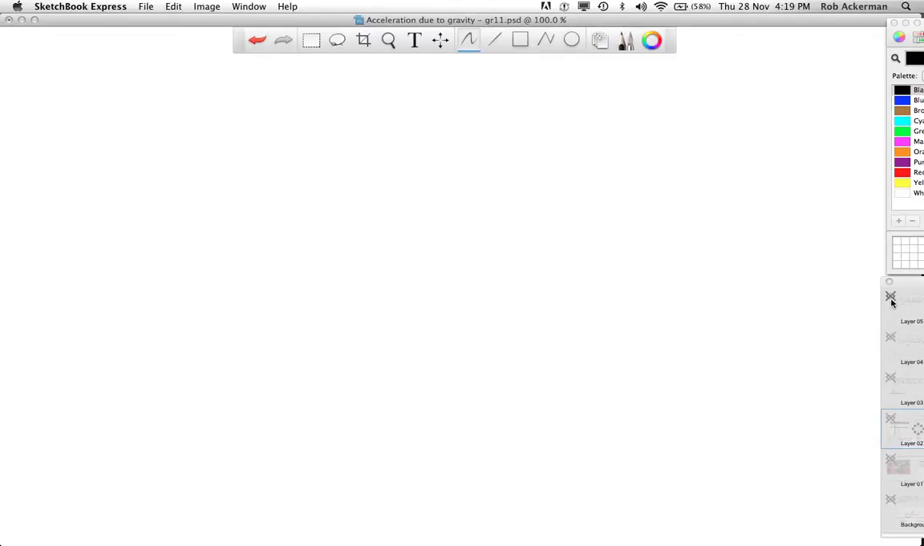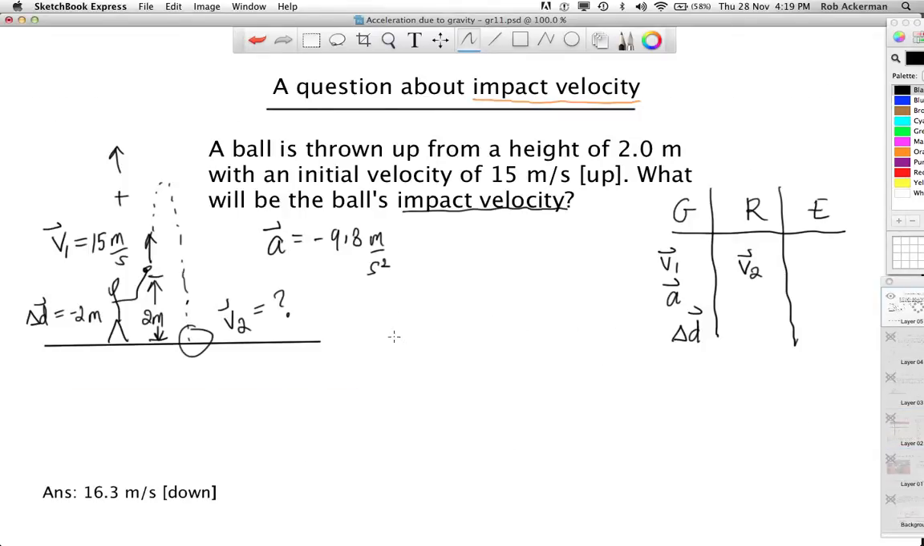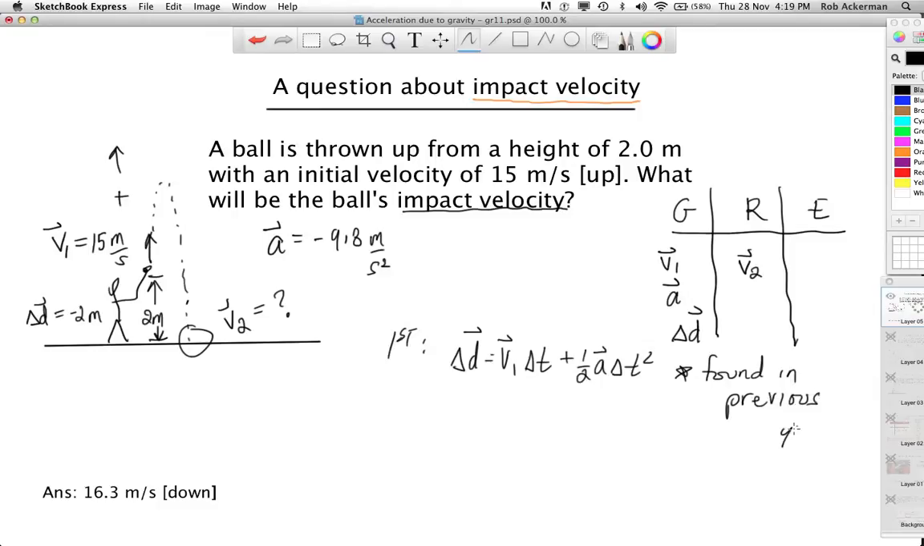So let's go back over here and say that the first step is we're going to use delta D equals V1 delta T plus a half A delta T squared. And I'll put a little mark here, found in previous question. You're going to solve for time. And remember, that'll be a quadratic, so there are 2 times. Make sure you choose not the negative one.